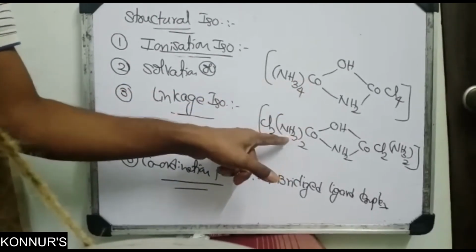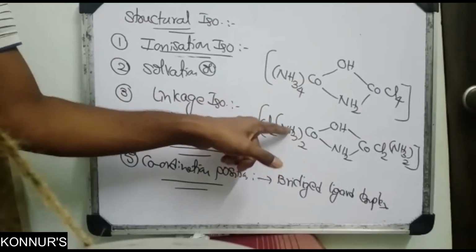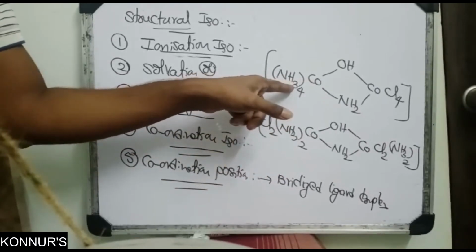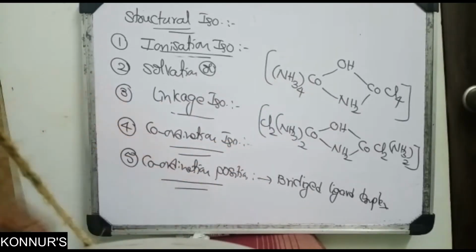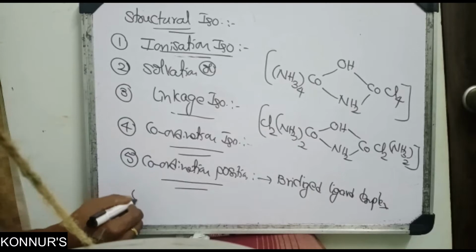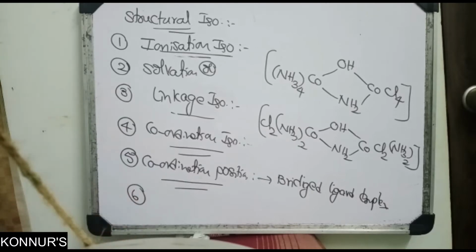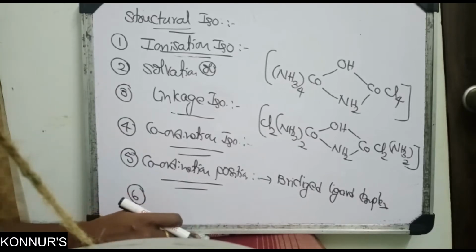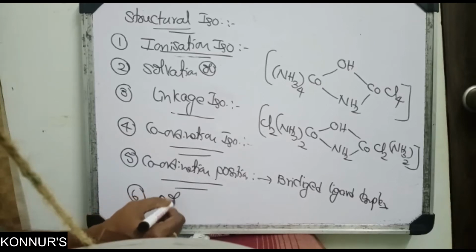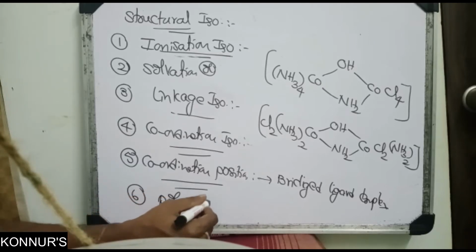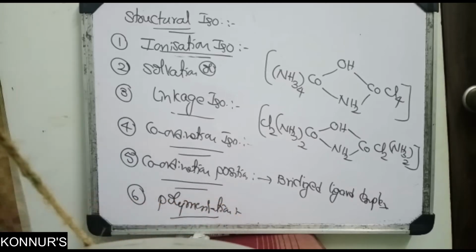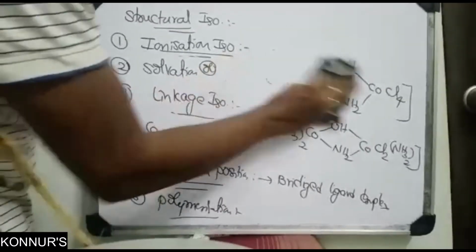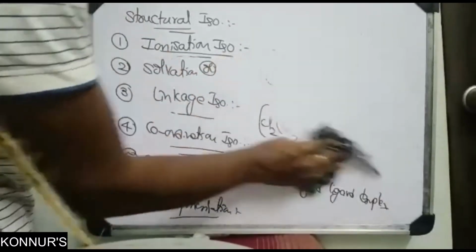Next, position is also different. Here, 2 ammonias, 2 chlorines, but here 4 ammonias. So the coordination is different and the position is also different. The last one in the structural isomerism is polymerization. In polymerization, monomer, dimer, trimer, like that it is there, so you can tell it is polymerization.